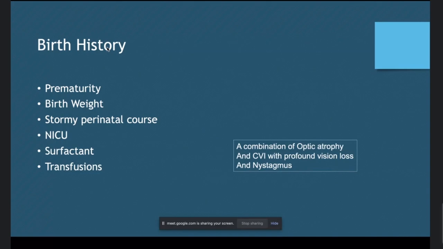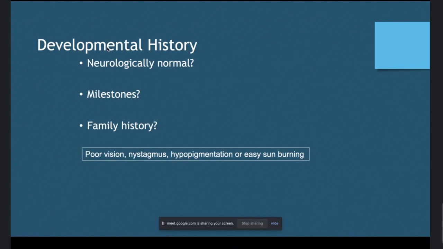Developmental history. We want to ask about neurologically normal child, milestones, any family history. You want to find out about poor vision, nystagmus, hypopigmentation or easy sunburning. What are we thinking of? Easy sunburning, hypopigmentation. Ma'am, albinism. Very good. Albinism. Very good. Super. Okay.